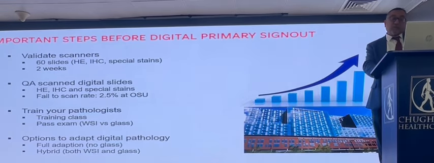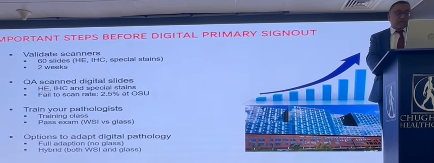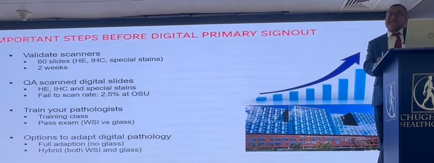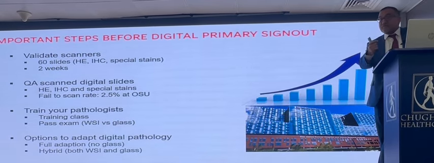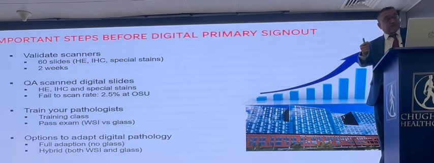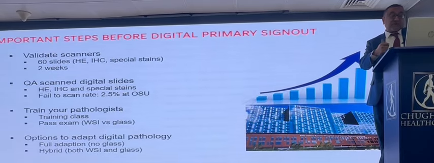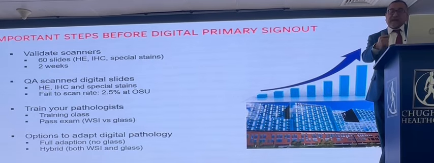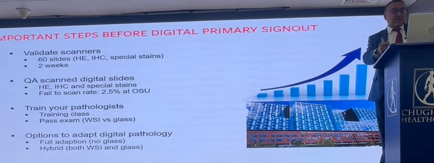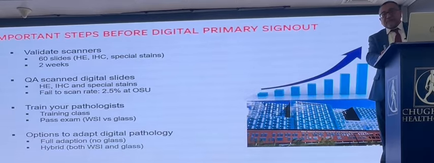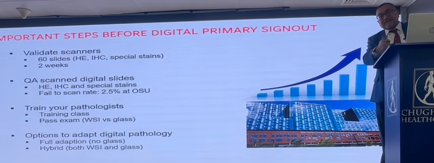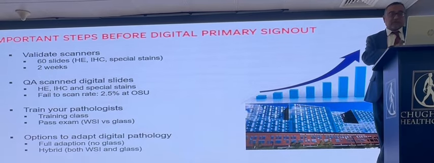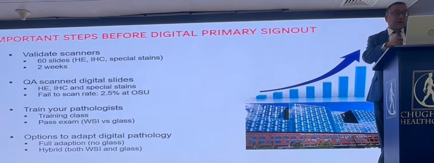But how do you validate these systems, right? So we follow the CAP guidelines, which is take 60 slides and have two reviews of it, one on the glass slide, one on digital. We also have a QA plan where we are keeping track of all the failed scans. You have to train your pathologists. Everyone who comes to Ohio State, resident, fellow, new attending, gets trained on these systems. We have to pass the exam.